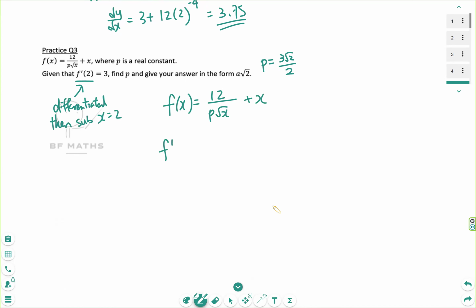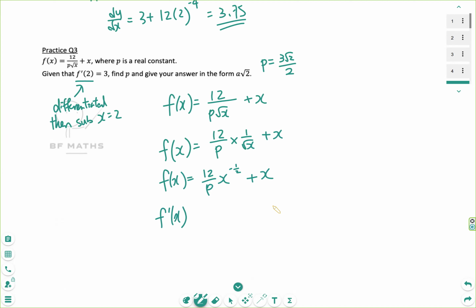Actually, before we differentiate, I think it'll be good to show you how we separate this fraction. So it'll be 12 over p, because p is a constant, times 1 over root x. That's how I will separate them. And then I'll rewrite as 12 over p, x to the power of negative a half, plus x. Now I can differentiate f dash x.